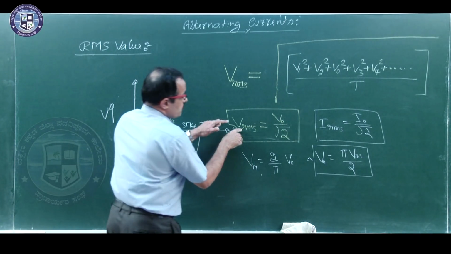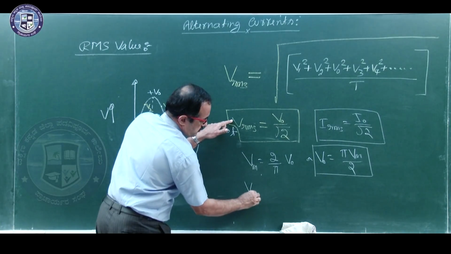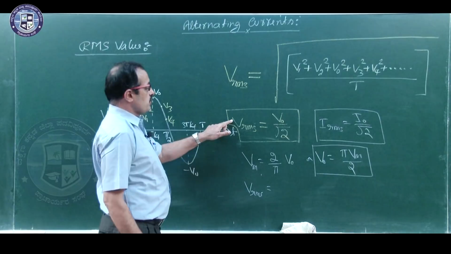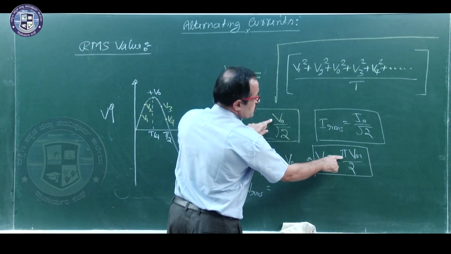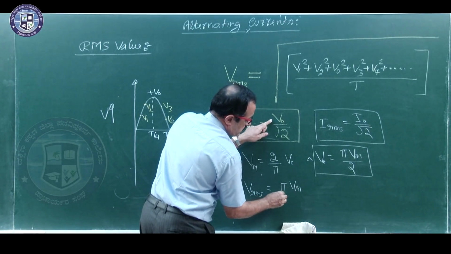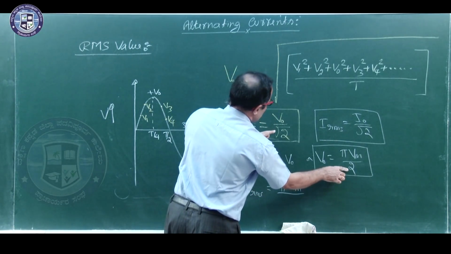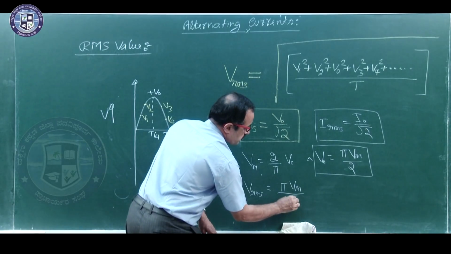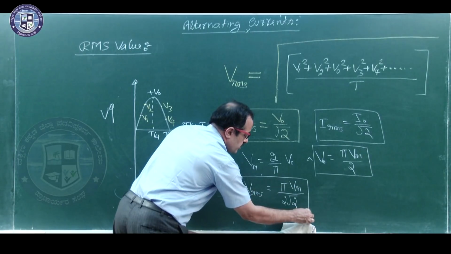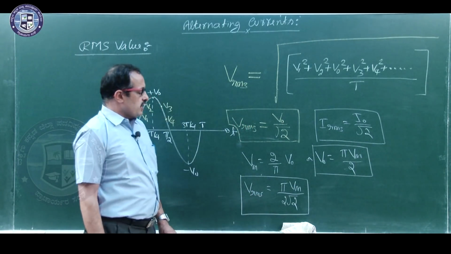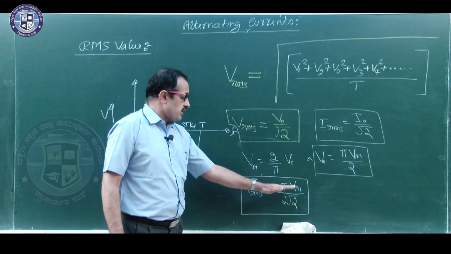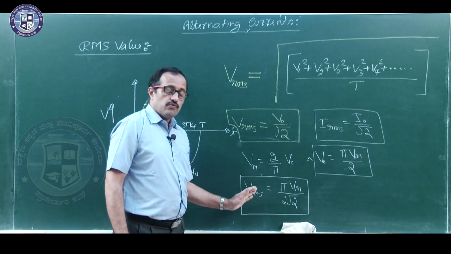Now, Vrms is equal to V0. Instead of V0, you write this value. It is pi into Vm divided by 2 root 2. So, it is a very, very important equation. It is the relation between RMS value and mean value of AC. Same type of equation for current also.